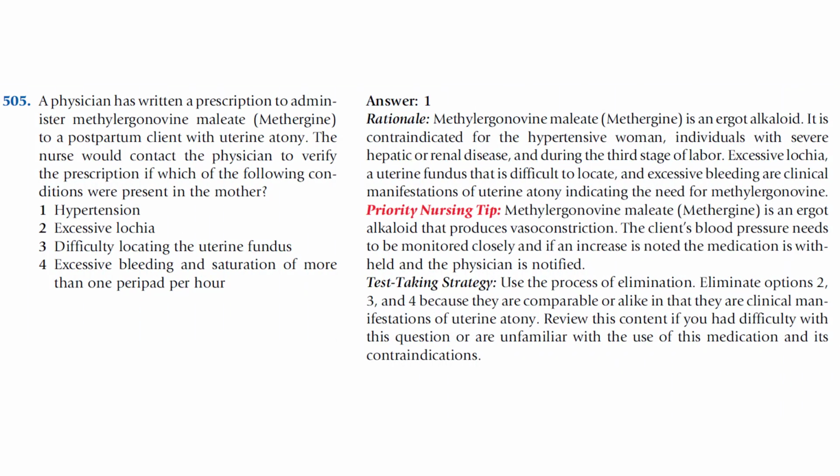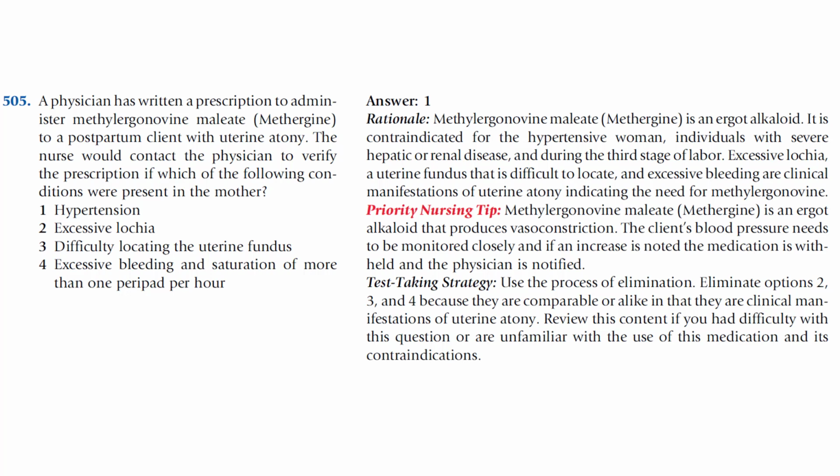505. A physician has written a prescription to administer methergine to a postpartum client with uterine atony. The nurse would contact the physician to verify the prescription if which of the following conditions were present in the mother? 1. Hypertension. 2. Excessive lochia. 3. Difficulty locating the uterine fundus. 4. Excessive bleeding and saturation of more than 1 pad per hour.